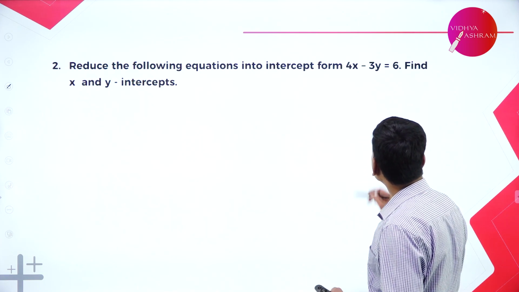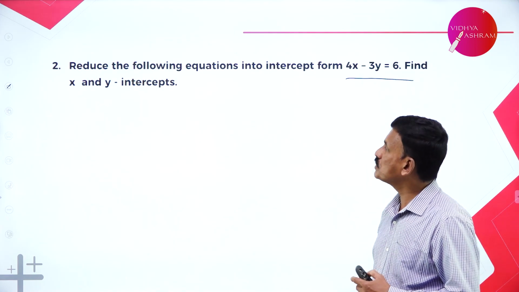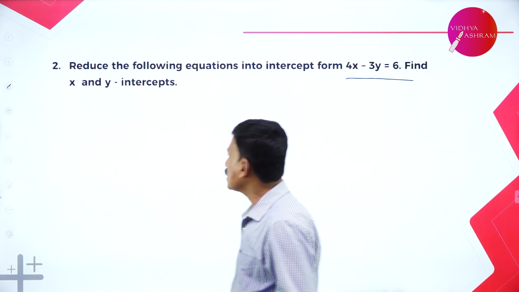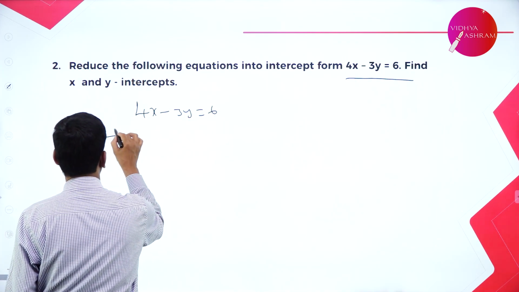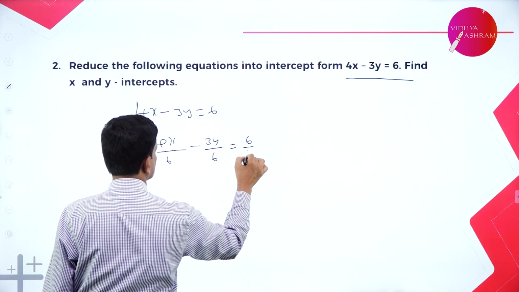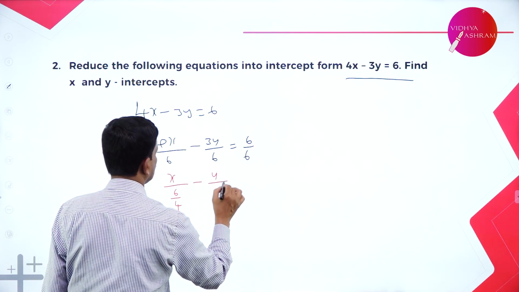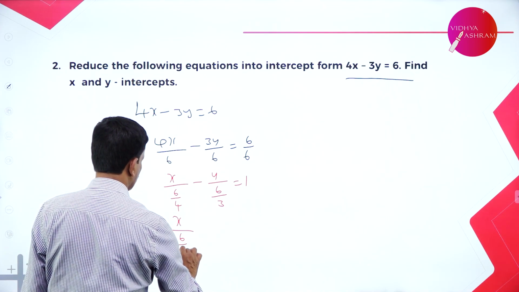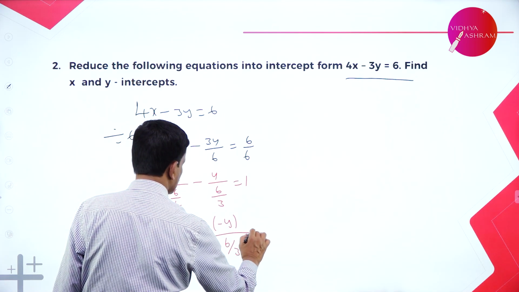Reduce the following equation, 4x minus 3y is equal to 6, using intercept form. Same type, reduce the following equation into intercept form, 4x minus 3y is equal to 6, find x and y intercept. Very simple problem it is. Now what is the given equation? 4x minus 3y is equal to 6, divide by 6 on both sides. 4x by 6 minus 3y by 6 is equal to 6 by 6. Now this can be done as x divided by 6 by 4 plus y divided by minus 6 by 3 is equal to 1.